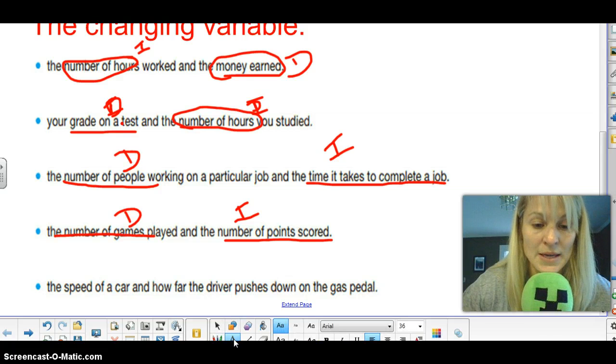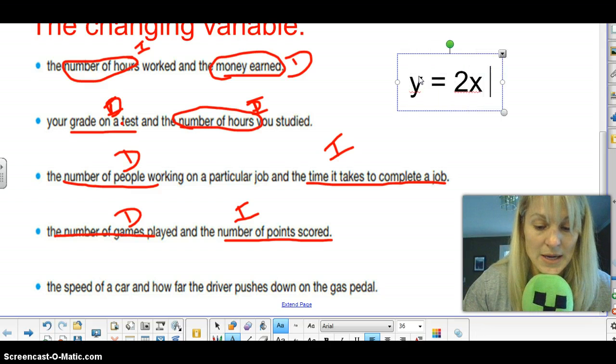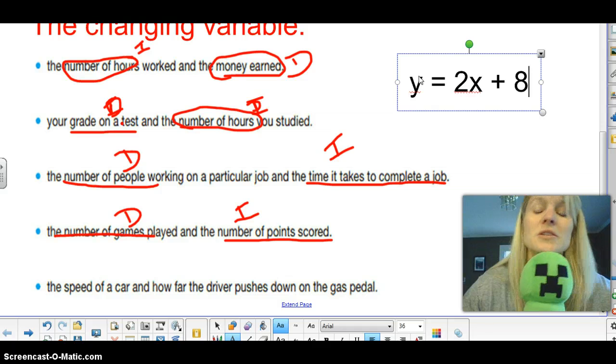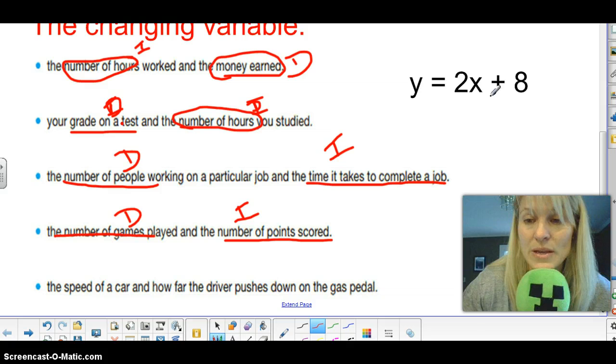We can also look at independent and dependent variables in equations. Hopefully this looks familiar to you. This is a linear equation, and we have x and then we have y. Y is your answer. Your answer is going to depend on what we place in for x. So x is always going to be your independent. My x value is also called my input. You can think of I as input or independent. Y is my answer, so that depends on what I plug in for x.